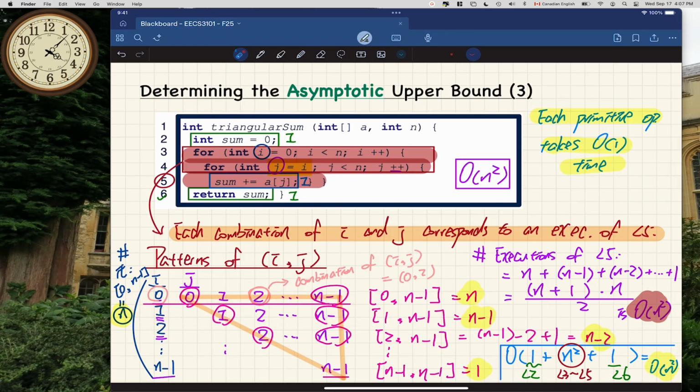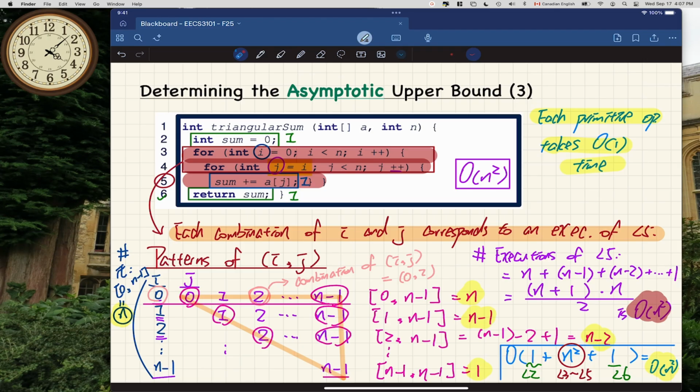And the important thing is, since we are trying to observe the patterns for these two variables, that means every combination of I and j, for example, 0,0, 0,1, and also 0,2, all the way to 0,n-1, corresponds to a single execution of line number 5. And we know that line number 5 takes only a constant amount of time. That one only involves array indexing and variable assignments.